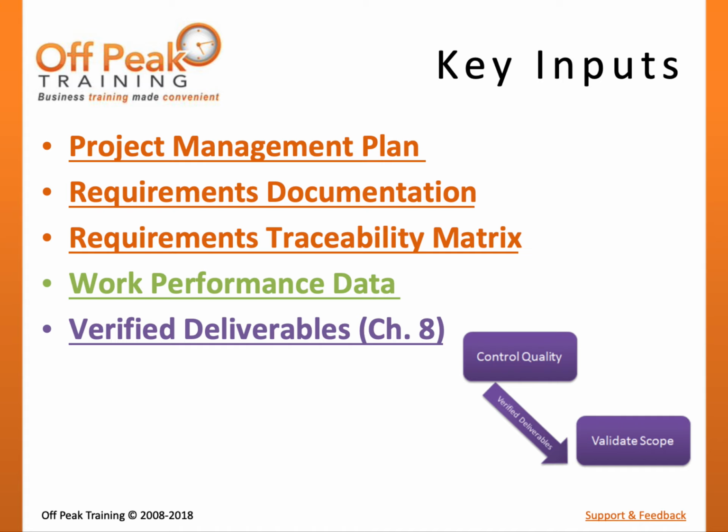Work performance data, an output from the direct and manage project work process, may describe the status of deliverables, such as compliance with requirements or defect rates. Finally, verified deliverables are a key input to this process. They are generated from the control quality process upon successful inspection by the project team.